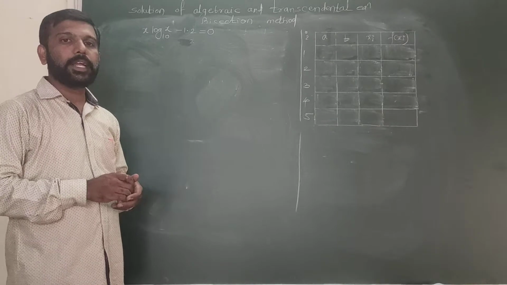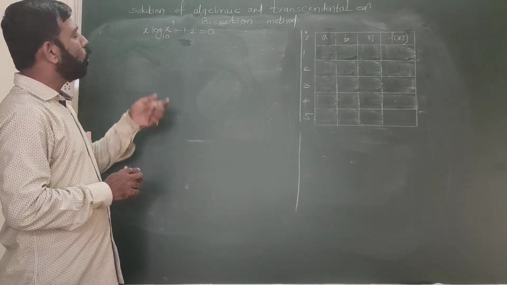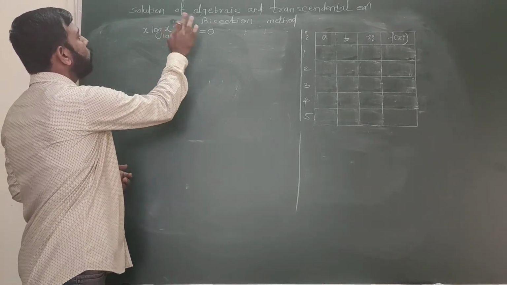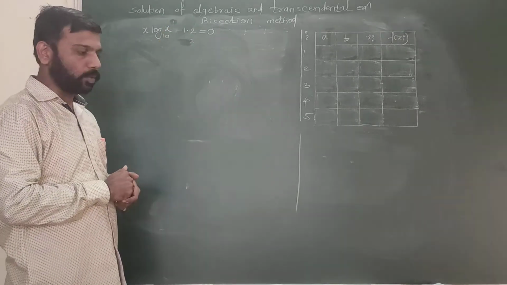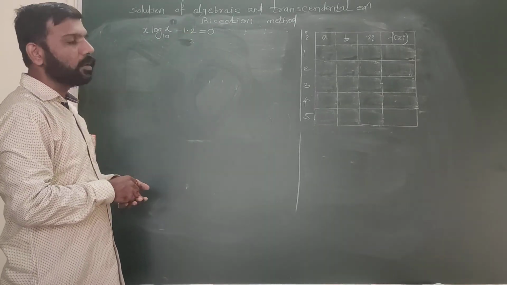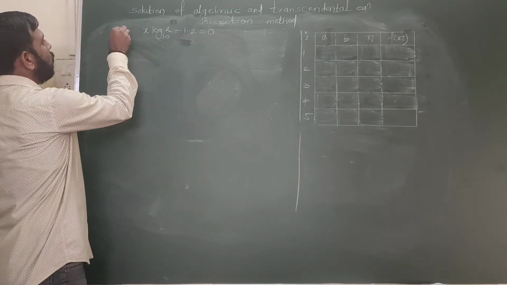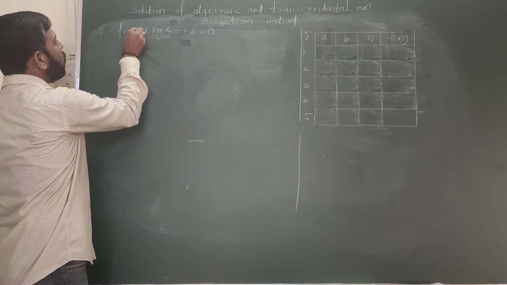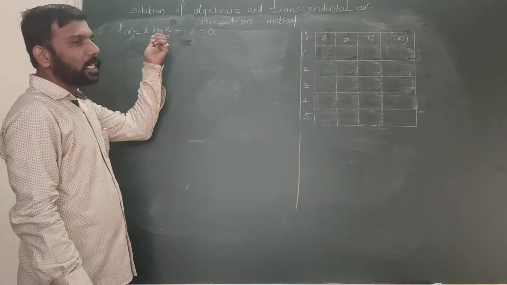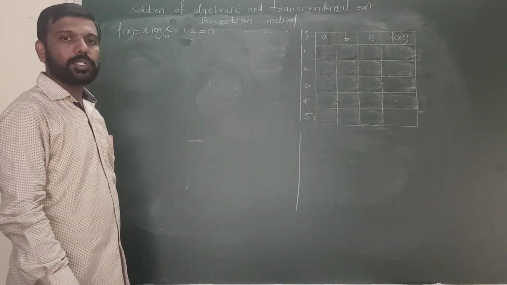Now here we have taken one transcendental equation again, x into log of x to the base 10 minus 1.2 equals 0. This transcendental equation we can solve by using the bisection method. Initially, this is arranged in a proper form. We write f of x equal to all the terms in the left hand side. This is already written here. So f of x is equal to this expression.